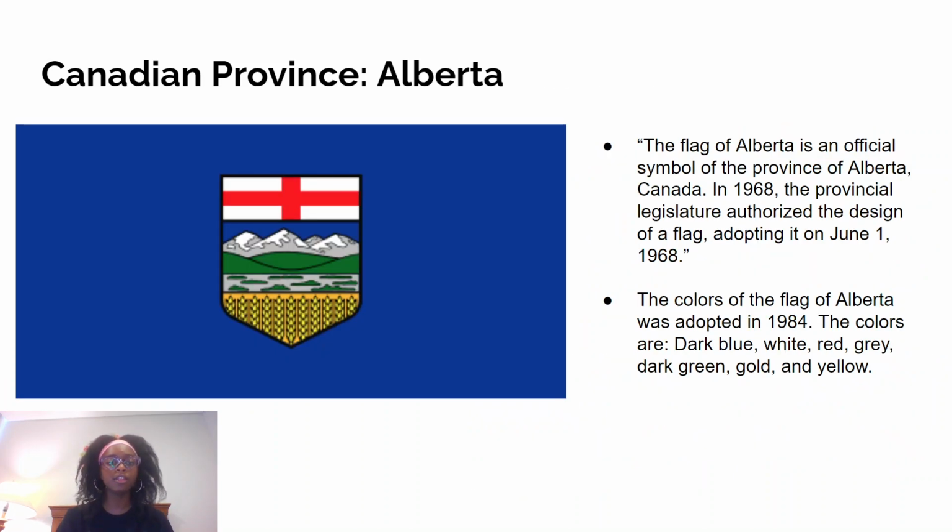And we have one of the Canadian province flags, Alberta. The flag of Alberta is an official symbol of the province of Alberta, Canada. In 1968, the provincial legislature authorized the design of a flag, adopting it on June 1, 1968. The colors of the flag of Alberta were adopted in 1984. The colors are dark blue, white, red, gray, dark green, gold, and yellow.